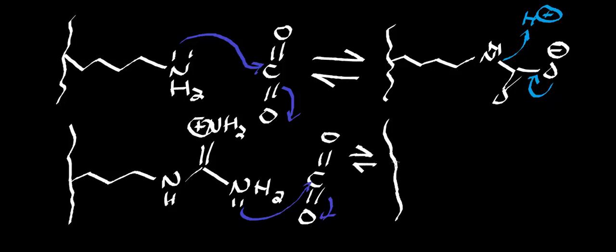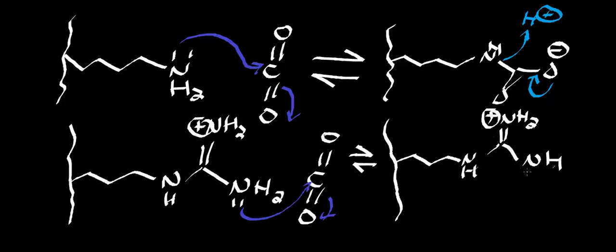So what do you get? Well, you get something very similar, except now the carbamate is attached to the guanidinium group. Remember, arginine's functional group is guanidinium. And so now you have a carbamate attached to that.